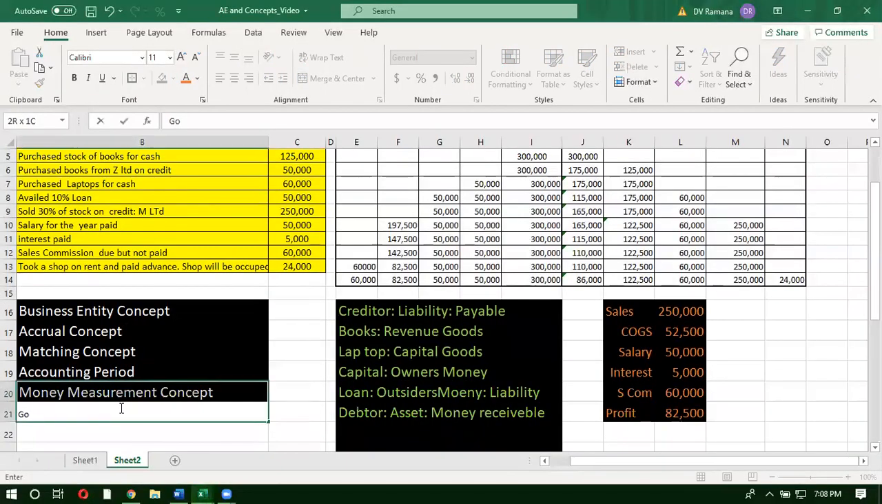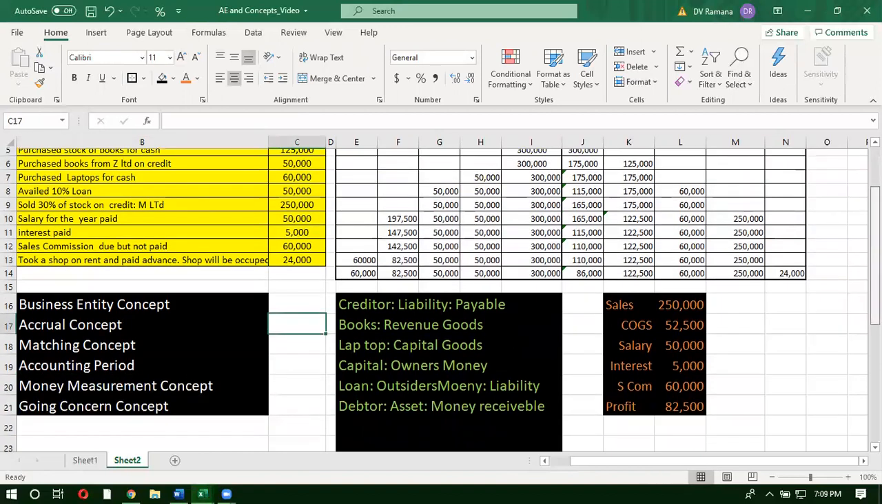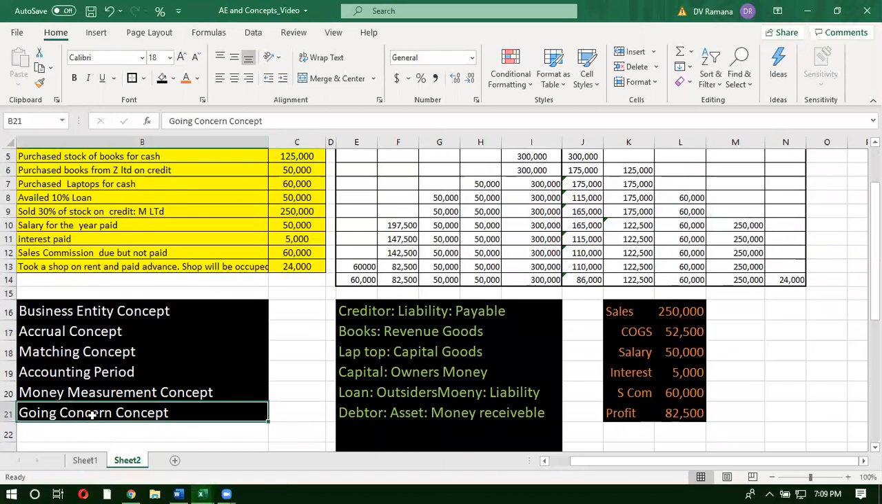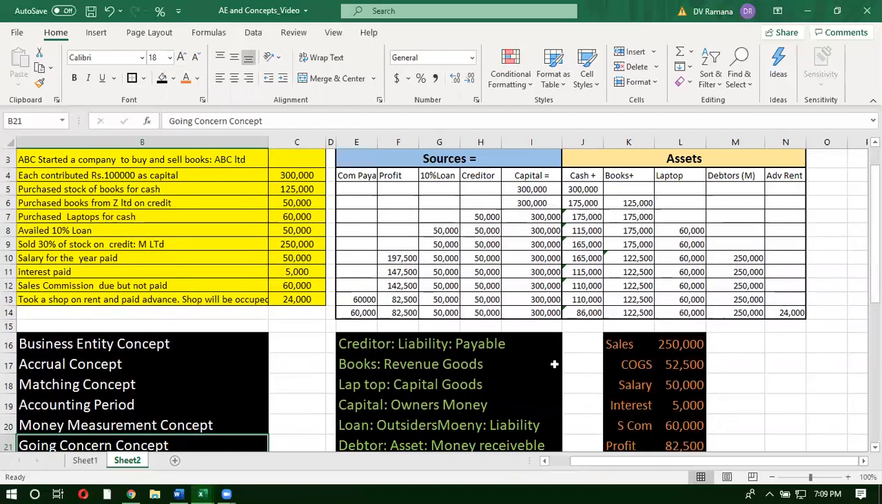The going concern concept says the business was there, business is there, and business will continue to be there. I repeat, business will continue as a going concern. How will you know that the business will continue? You have to observe some transactions. For example, the business has paid rent. That means next year they would like to continue.